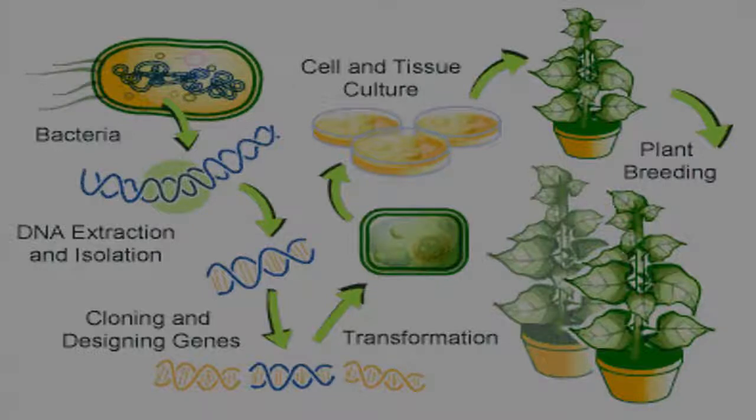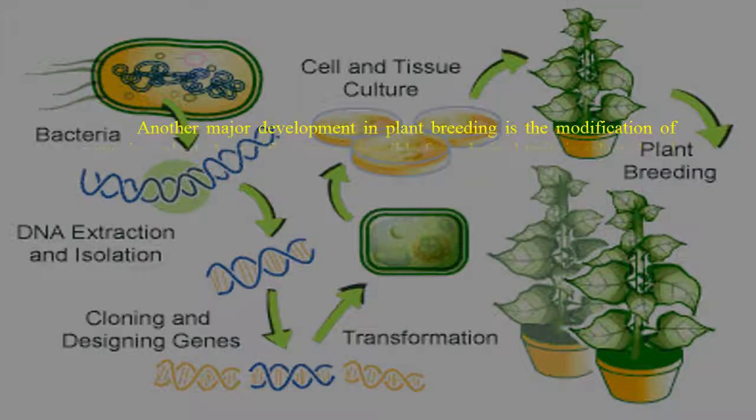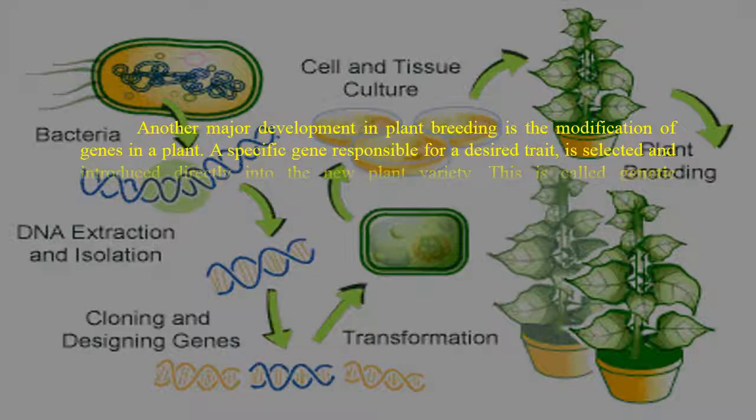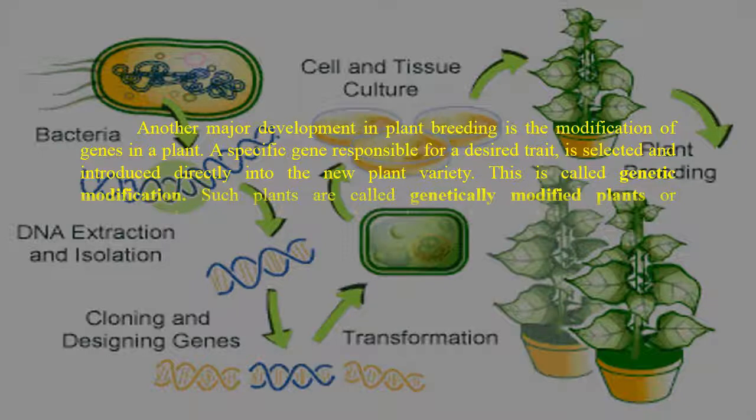Another major development in plant breeding is the modification of genes in a plant. A specific gene responsible for a desired trait is selected and introduced directly into the new plant variety, and this is called genetic modification. Such plants are called genetically modified plants or transgenic plants.